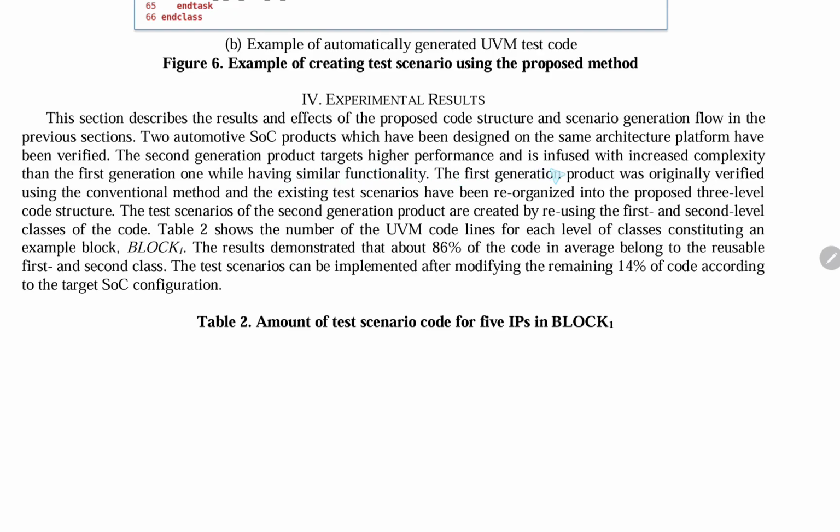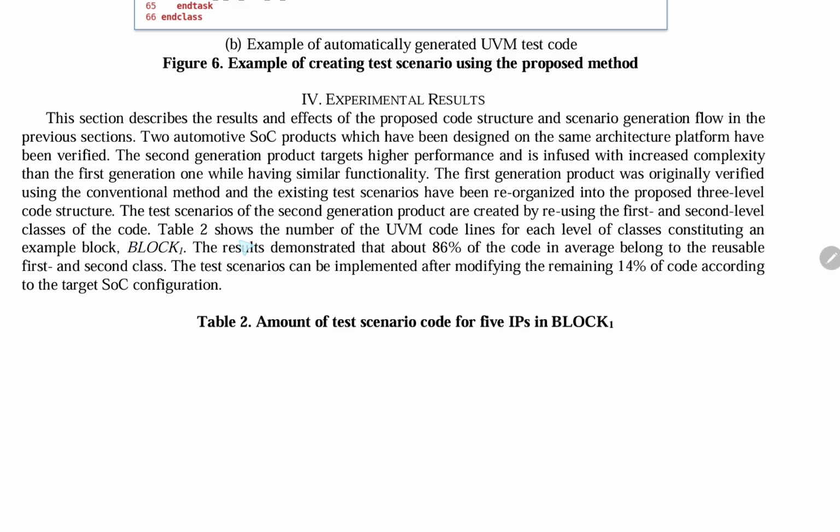The first generation product was originally verified using the conventional method, and the existing test scenarios have been reorganized into the proposed three-level code structure. So the test scenarios of the second generation product are created by reusing the first and second level classes of the code. Table 2 shows the number of UVM code lines for each level of the classes in an example block.